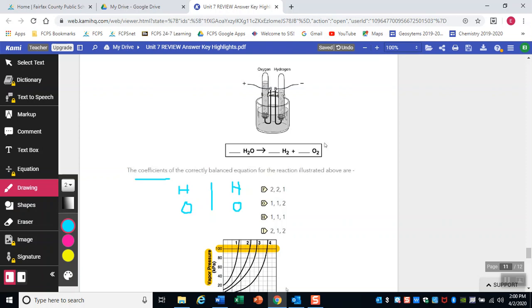All right, so let's see. So far, if I look at the hydrogens, there's 2 hydrogens and 2 hydrogens. That looks good so far. If I don't do anything, it's just 1, 1, 1. But now, remember, this subscript would be a 1. So I only have 1 oxygen here. And over here, because oxygen is diatomic, right? Remember that, diatomic?